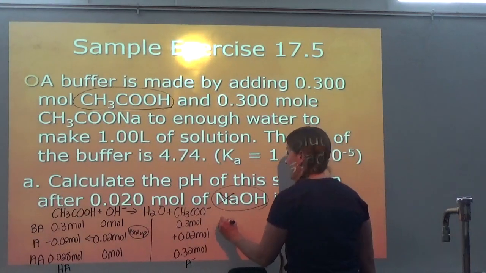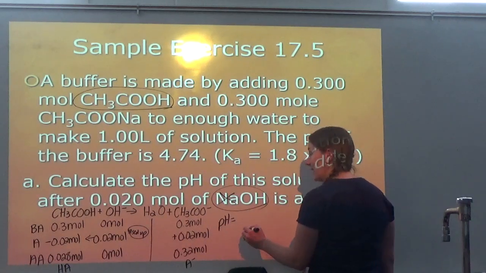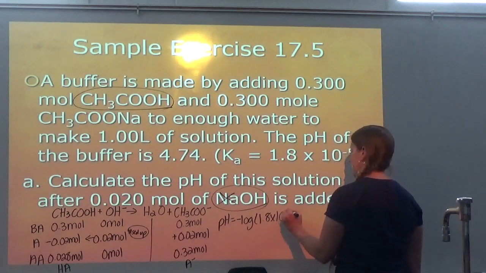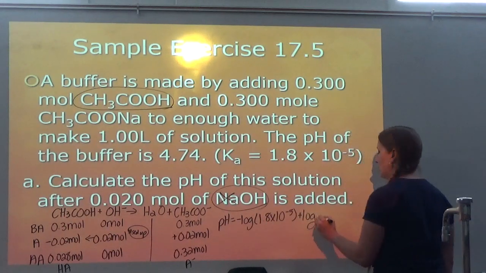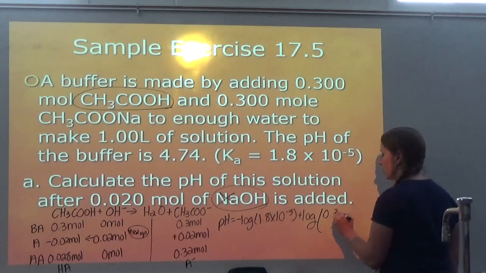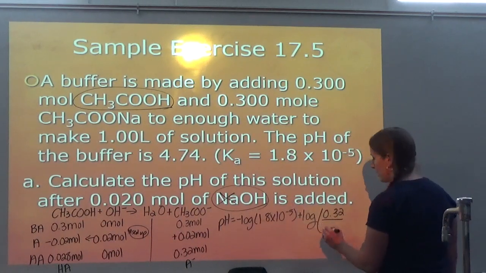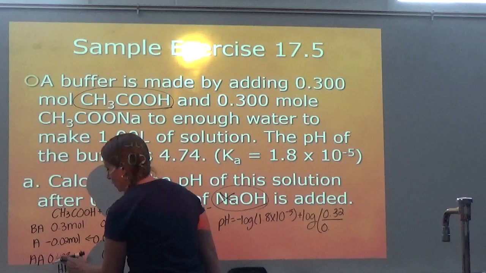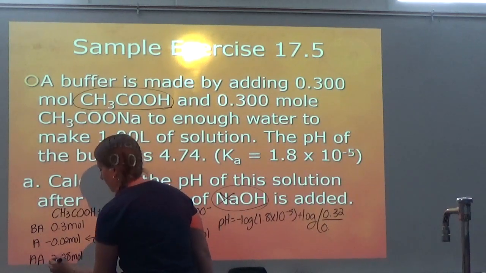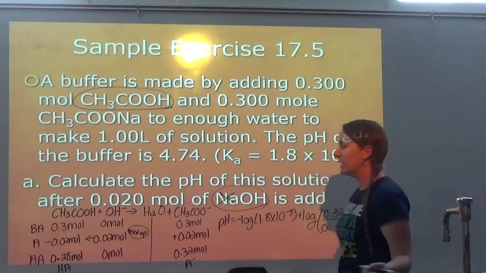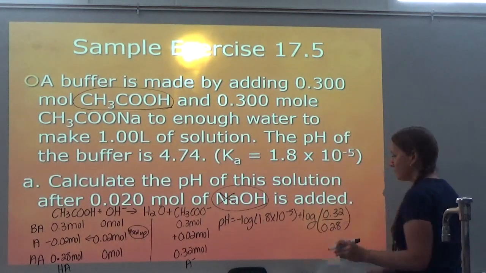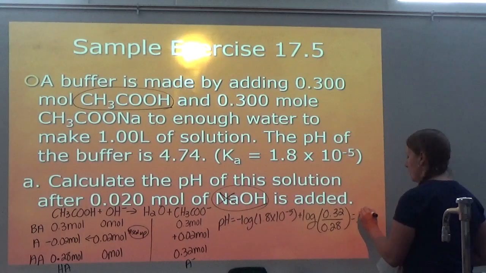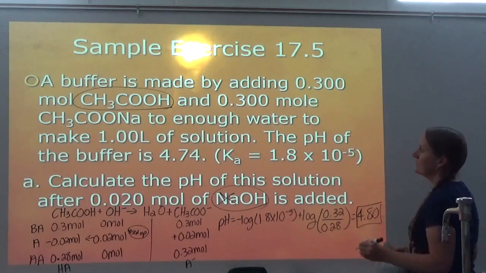So we've got pH equals pKa, so I do negative log of my Ka, which is 1.8 times 10 to the negative 5, plus my log of my A minus, which we decided was 0.32, over my HA, which we decided was, this should not be 0.028, this should just be 0.28. Oh gosh, y'all, fix that. Obviously, I copied my answer wrong. 0.28. And so once I did all that, I ended up getting 4.80, just like that.